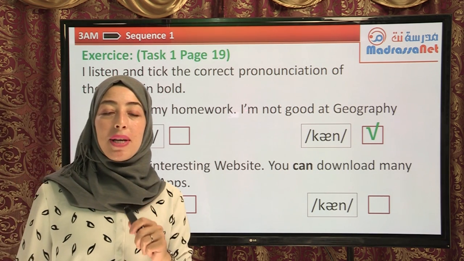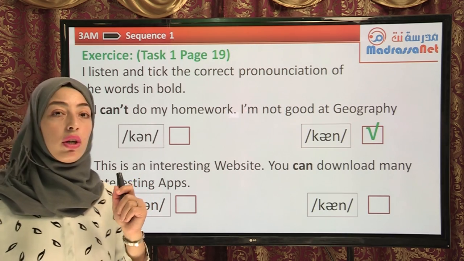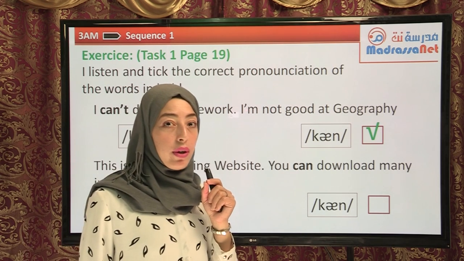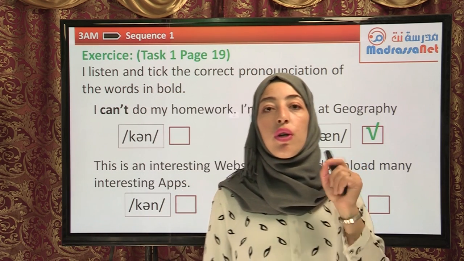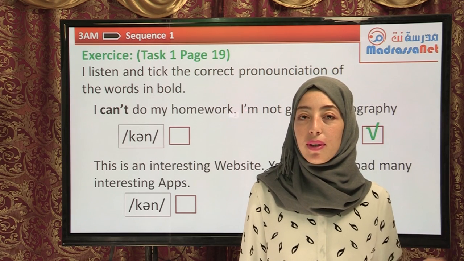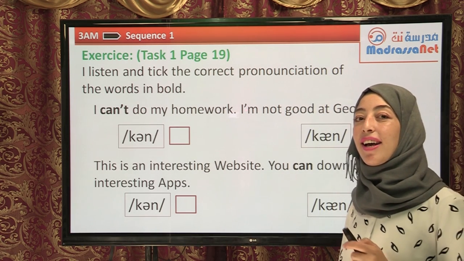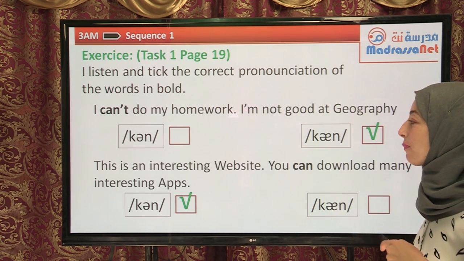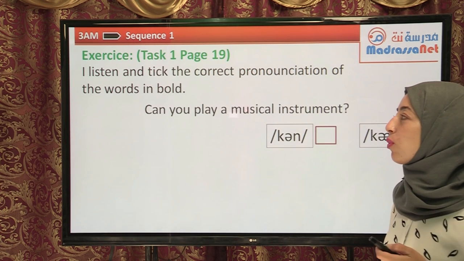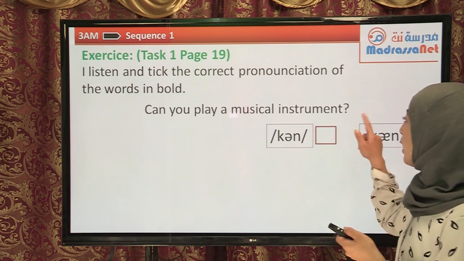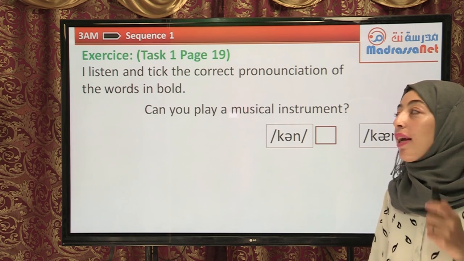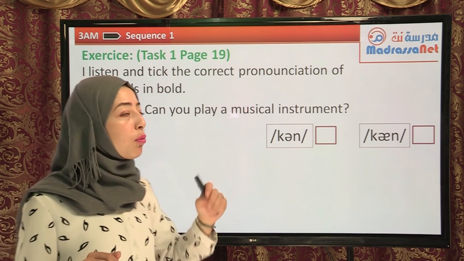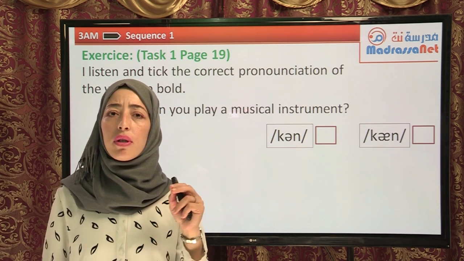This is an interesting website. You can download many interesting apps. I'll repeat. You can download many interesting apps. It is correct. The weak form of the verb. Let's take the next one. It's a question. Can you play a musical instrument? Can you play a musical instrument?